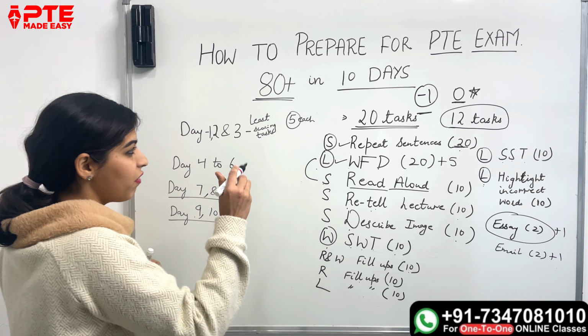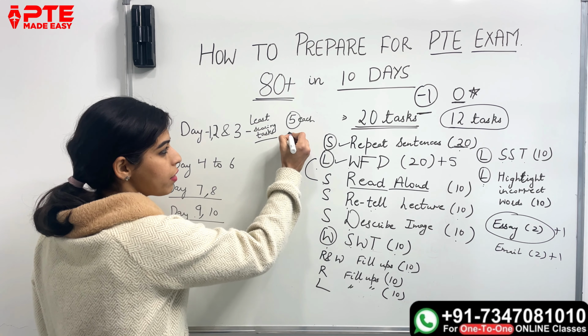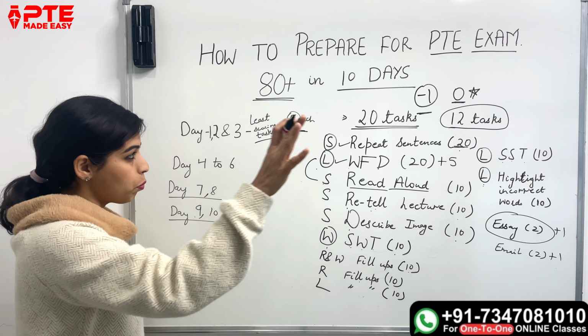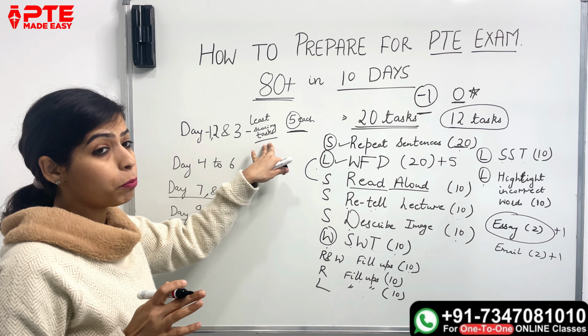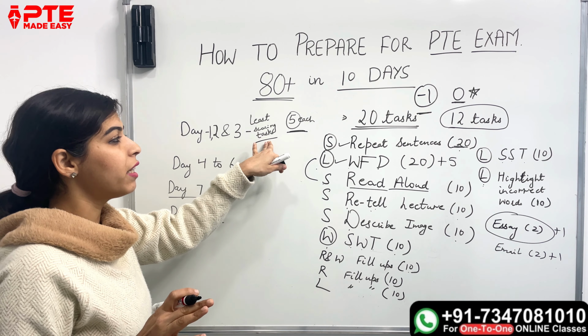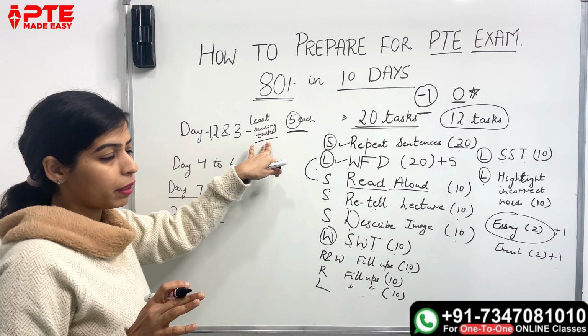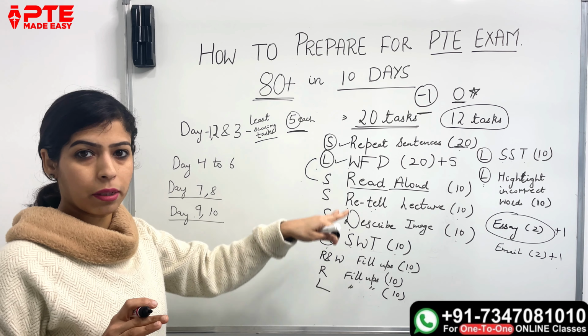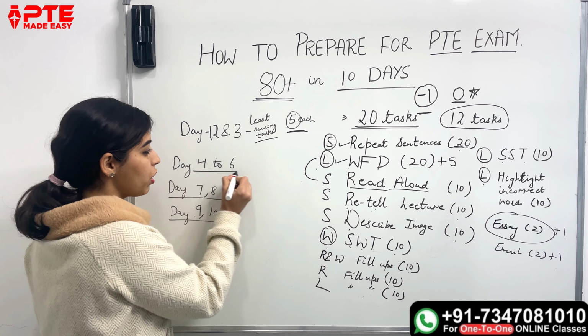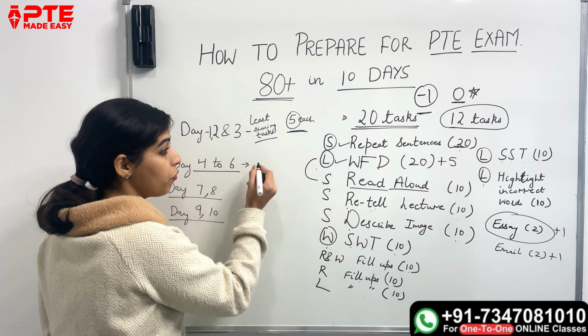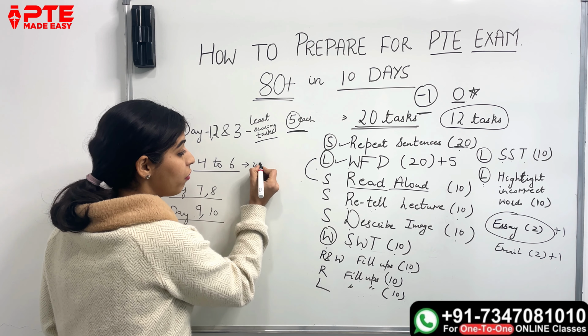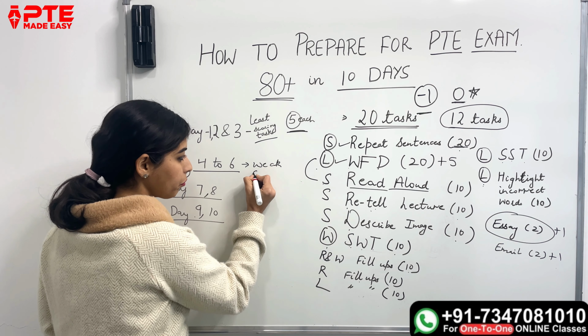So day 4, day 5, day 6, the least scoring tasks same, 5 each only. That's what you have to do. We are not going to focus more on the least scoring tasks. We will not be increasing the number even if you are facing problem in these, but we are going to increase the number here. Now day 4, day 5, day 6, you have already understood. We are focusing more on the weak areas.